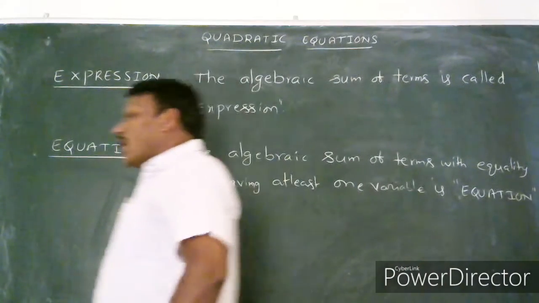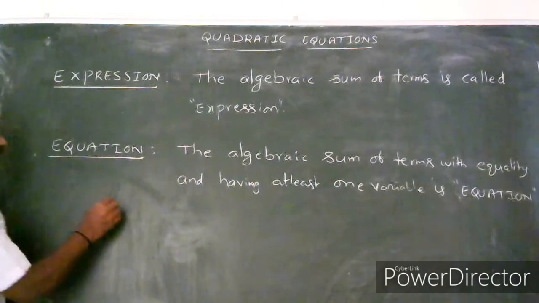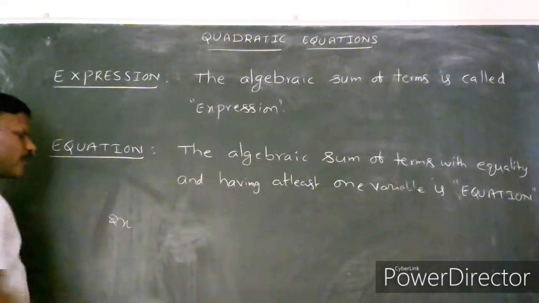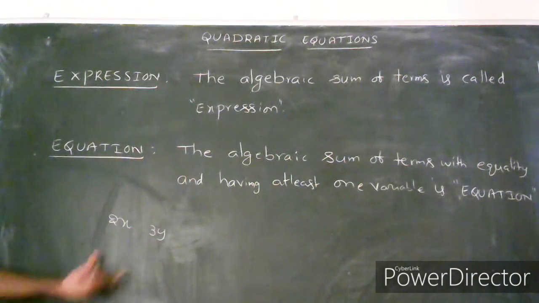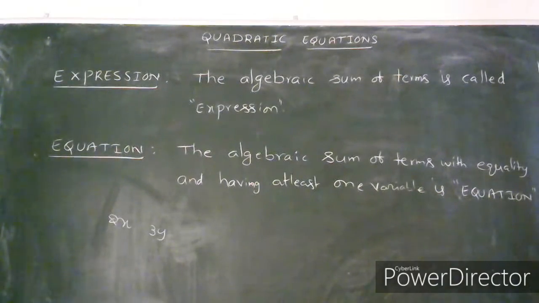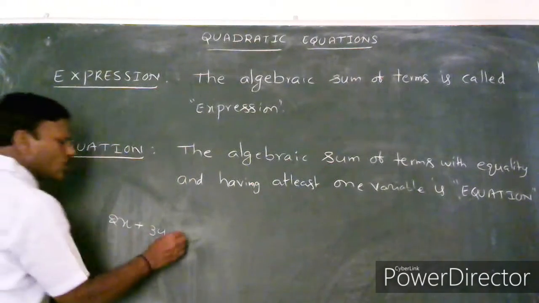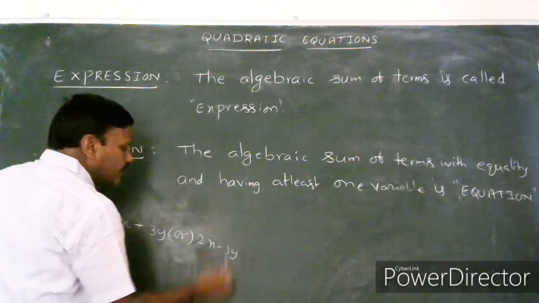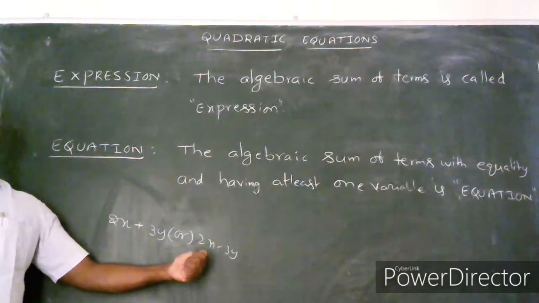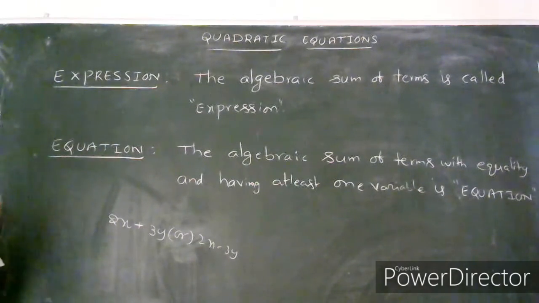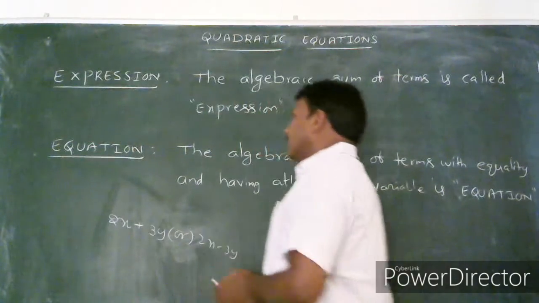What is the meaning of algebraic sum of terms? First, you take one term in mathematics. For example, 2x is one term. Next, 3y is another term. Here we have two terms. These two terms can be connected with either plus or minus, no problem. 2x plus 3y is one expression and 2x minus 3y is another expression. So the terms in mathematics connected with either plus or minus is called expression.